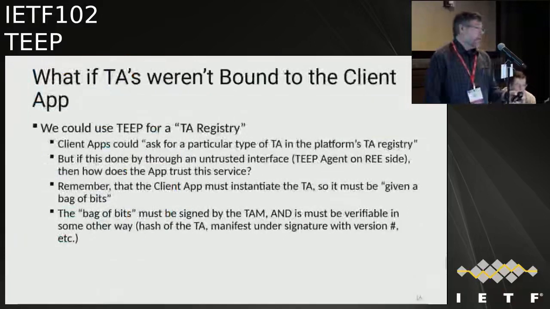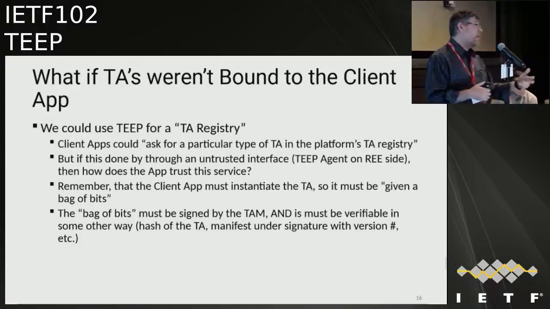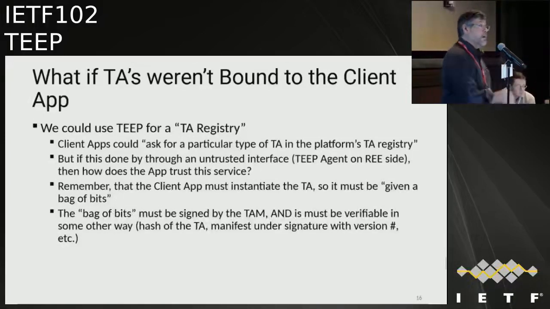But what if the TAs weren't bound to the client app, or we chose to treat them that way? Then we could use Teep as sort of a TA registry, which is more in line with the way that I think Ming, you've been looking at it, right? The client apps could ask for a particular type of TA in the platform's registry. This would have to be done through an untrusted interface, and one of the things that's leaving me a little uneasy is, when I get that TA back to the client app, how do I know that the untrusted part of the Teep agent didn't lie to me? Maybe the enclave gave the right bucket of bits back to the Teep agent, but the Teep agent lied because it doesn't like me, and sends me the wrong bucket of bits.